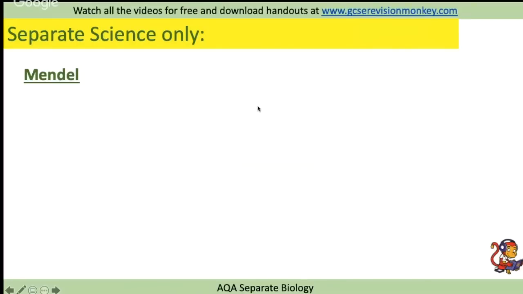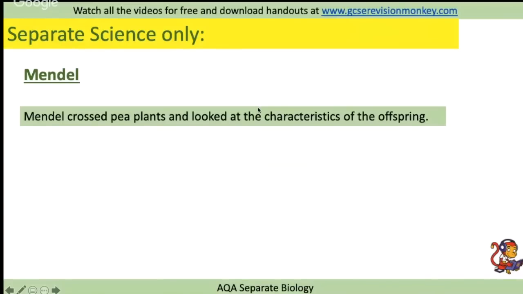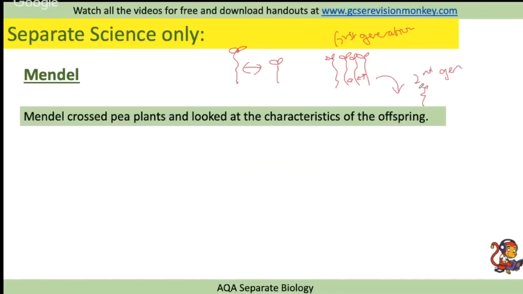So Mendel, he crossed pea plants and looked at the characteristics of the offspring. So he had a really tall plant and a really short plant, and he crossed those two together, and his first generation of plants were all tall. Okay, so when you're talking about the first generation, that's the first offspring. And then he crossed this generation again to get a second generation of plants, and he found that actually out of that second generation, some of them were small.